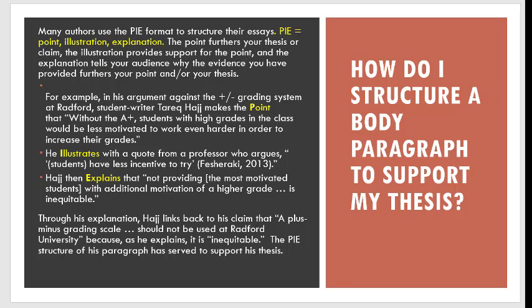And then the author illustrates with a quote from a professor who argues students have less incentive to try. And then, of course, explains that not providing the most motivated students with additional motivation of a higher grade is inequitable. So this would be the explanation of that particular quote, but also it provides the opportunity for the author to add their position on it, right? Their attitudes, beliefs, or whatever it is that they're using that information for.